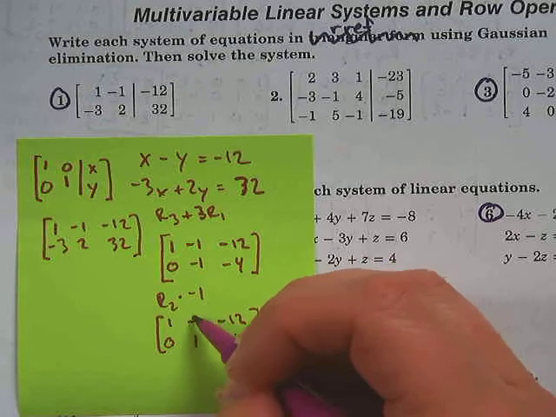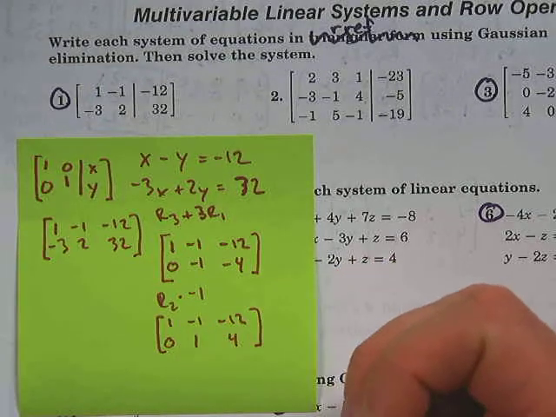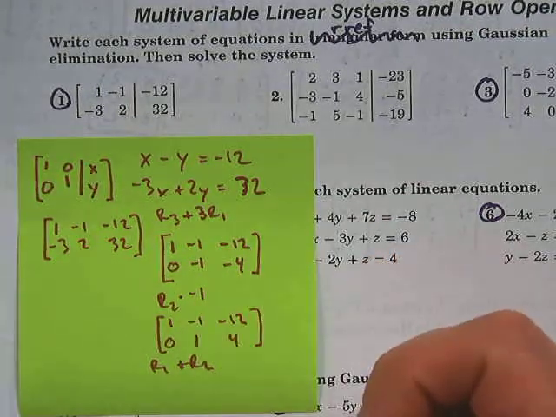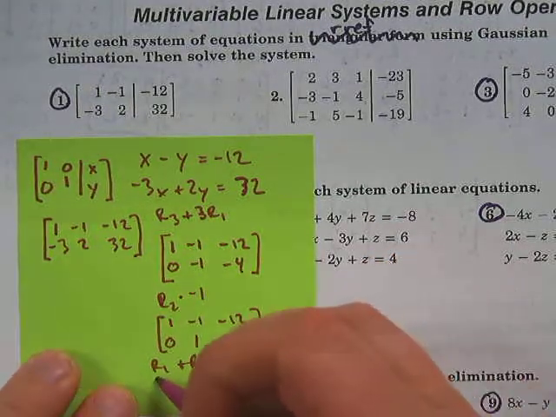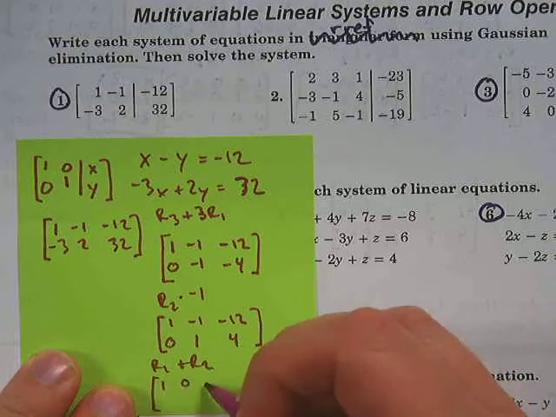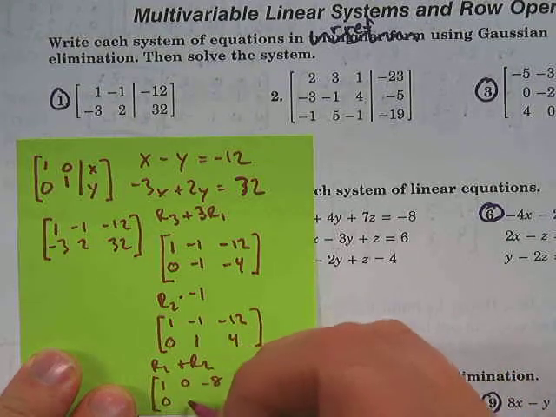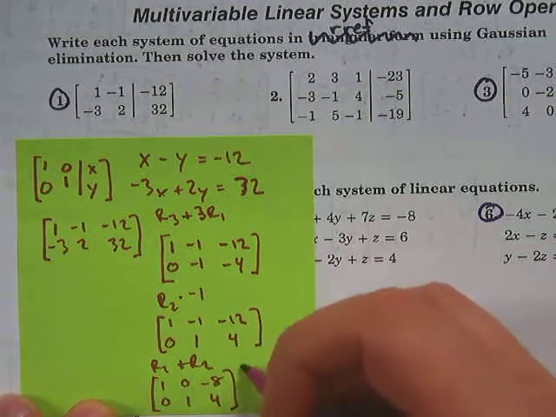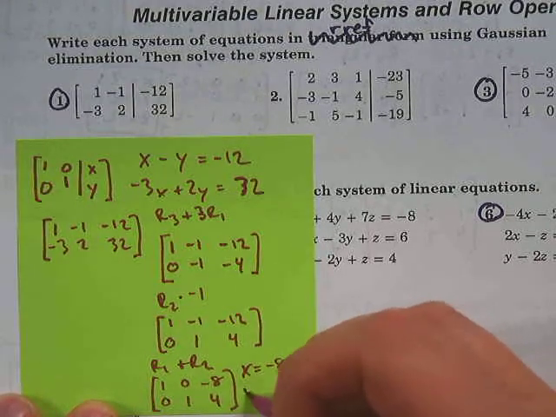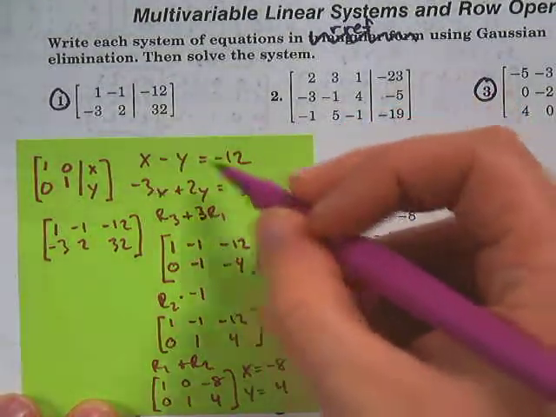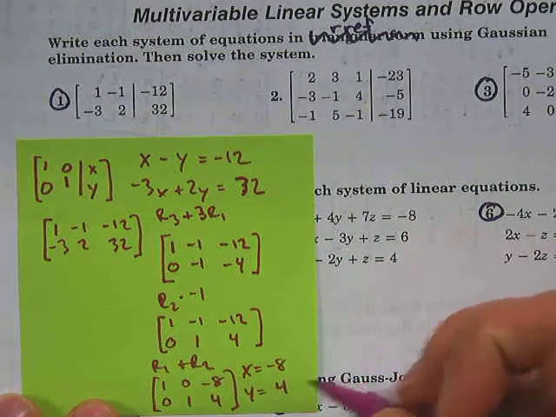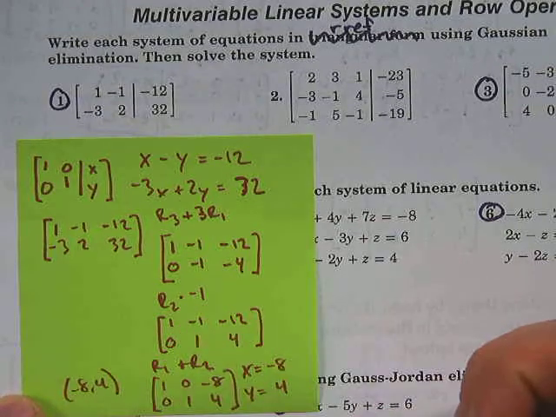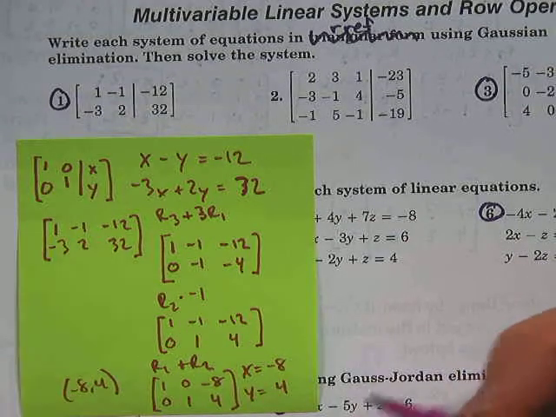Now the last thing I need to do is to get this number to be a 0. So to do that, I'm just going to take row 1 plus row 2. And when we do that, we get 1, 0, negative 8, and 0, 1, 4. So what this tells me is that x equals negative 8 and y equals 4 if we were solving this as a system of equations. Otherwise, our solution is just these two numbers, negative 8, 4.